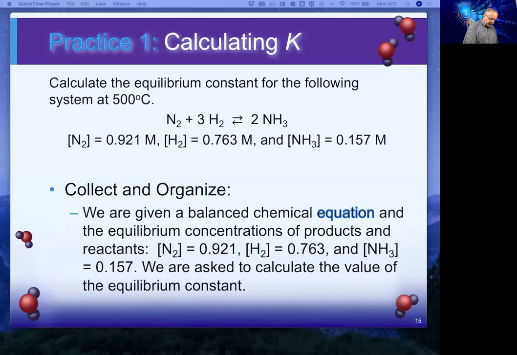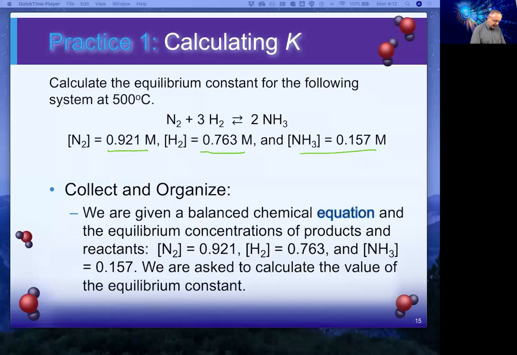So we calculate the equilibrium constant for the following system at 500, yeah? That's the temperature at which it is formed. And they're giving us the amounts. So they're telling us that the nitrogen concentration is such, the hydrogen concentration is such, and the NH3 concentration is such. So they're giving us concentrations. To start, we need to put those concentrations into the law of mass action for this reaction.